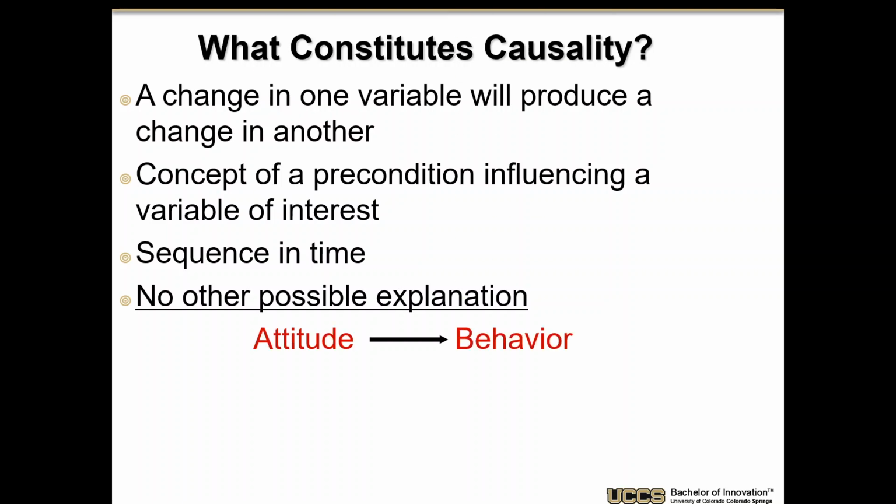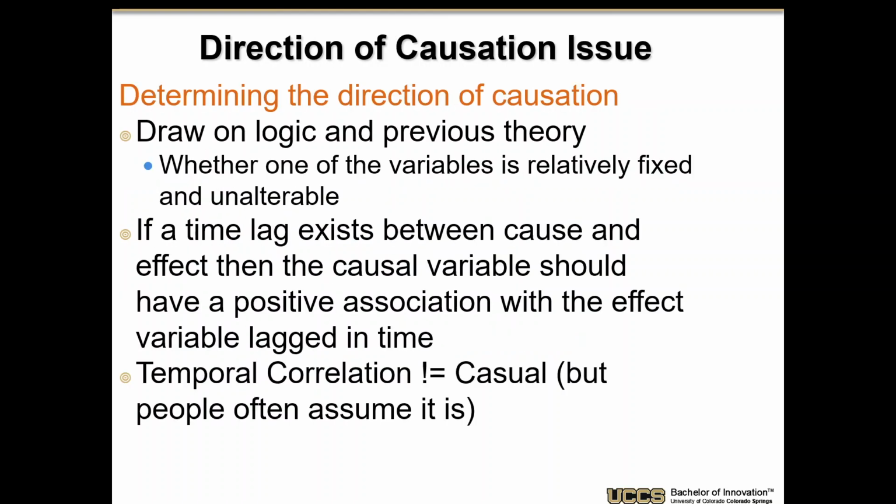So we can talk about things like the difference between attitude and behavior, right? Attitude causes behavior. It's a causal link people often talk about. Or is it the other way around? Does behavior cause attitude? Right? So we talk about this idea of the direction of causality, right? And determining the direction of causality literally depends for almost everything on your theory. So whether or not attitude is causal of behavior or behavior is causal of attitude depends on the logic and the previous theory you're looking at.